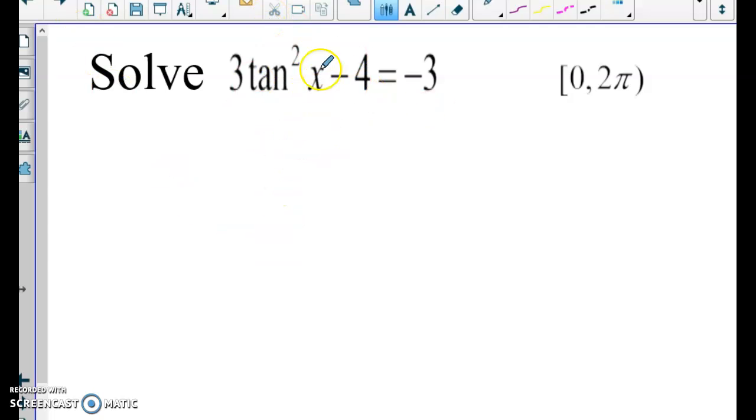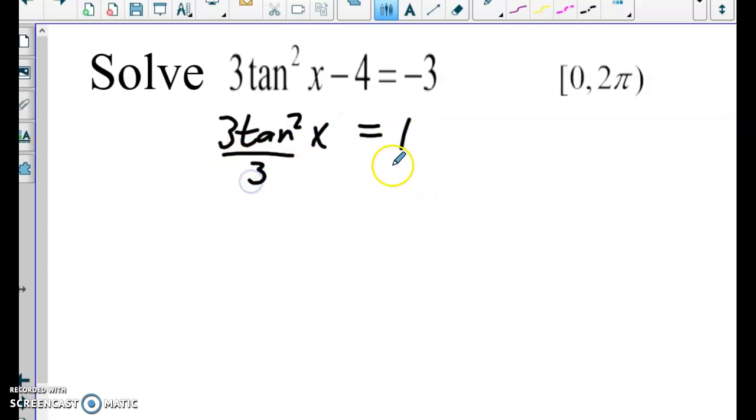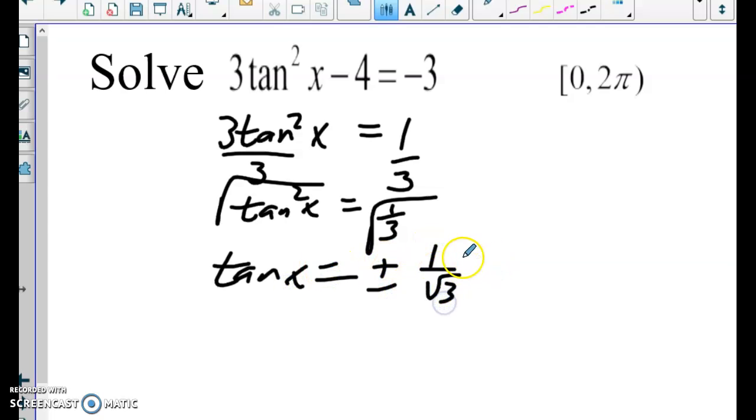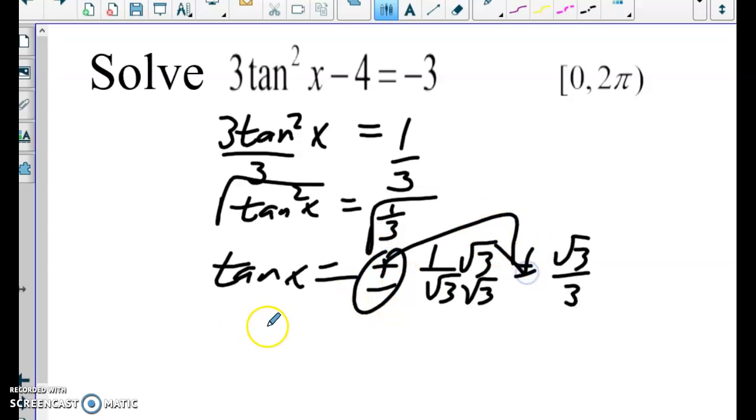So here we have a squared thing, so I'm getting pretty fancy here. Let me do a little bit of solving. Divide by 3, divide by 3, and I get the tangent squared is equal to 1/3. When I square root in an equation, I know that I have to put a plus or minus in front of there, and so I get 1 over the square root of 3. If I rationalize, you might recognize root 3 over 3. And it's plus or minus, so don't forget about that.